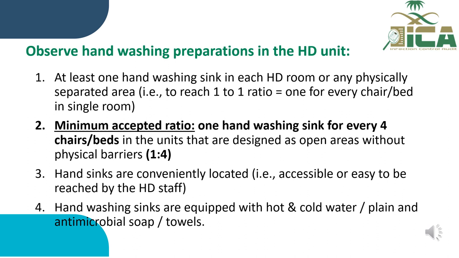Number one, at least one hand washing sink in each hemodialysis room or any physically separated area, to reach a 1:1 ratio, equal to one for every chair or bed in a single room. Number two, minimum acceptable ratio, one hand washing sink for every four chairs or beds in units that are designed as open areas without physical barriers, 1:4. Number three, hand sinks are conveniently located, accessible or easy to reach by the hemodialysis staff. Number four, hand washing sinks are equipped with hot and cold water, plain and antimicrobial soap, and towels.